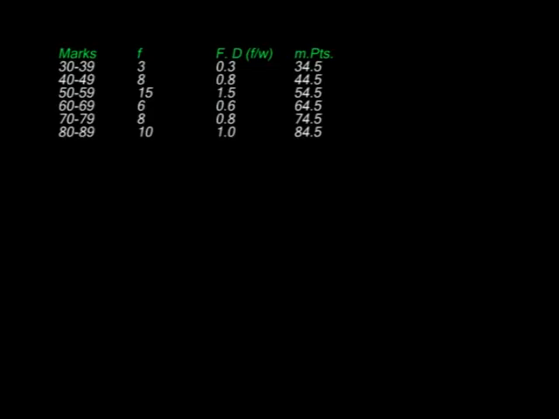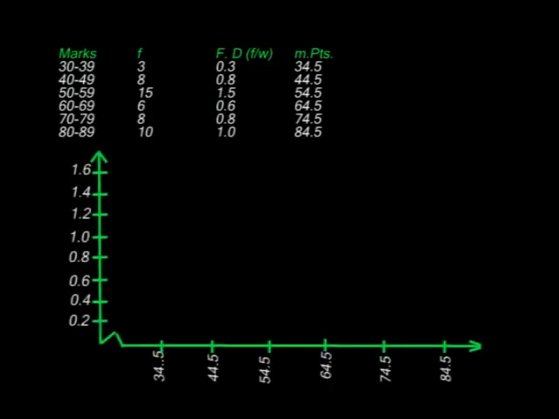So to plot that, we first draw the X and Y axes and label them. We then choose the appropriate scale. Again, this will not start from 0 because the first class is 30 to 39. So the first midpoint is at 34.5, so it doesn't begin from 0. For the first class, the midpoint is 34.5. The corresponding frequency density is 0.3, so I mark that.